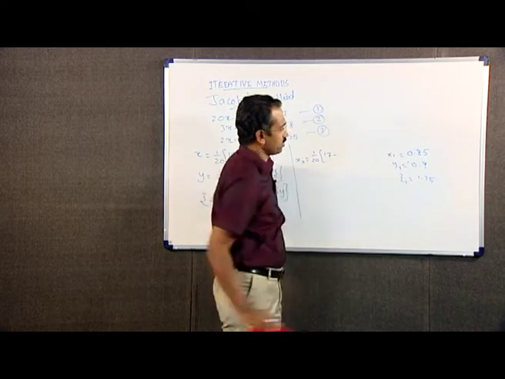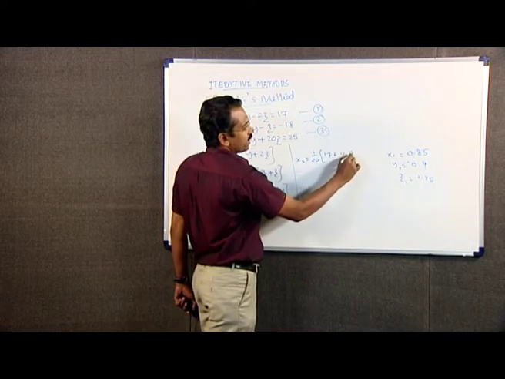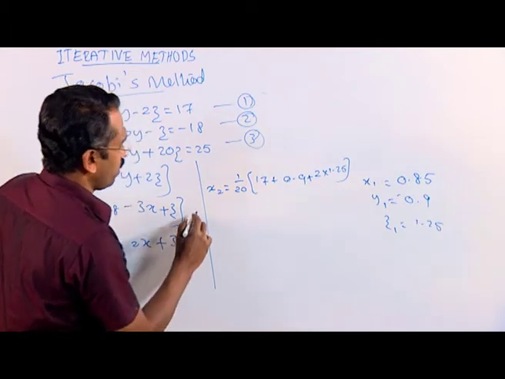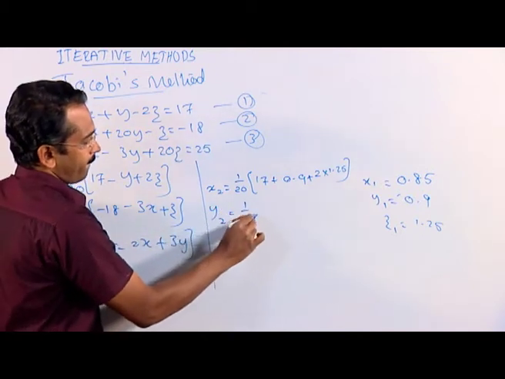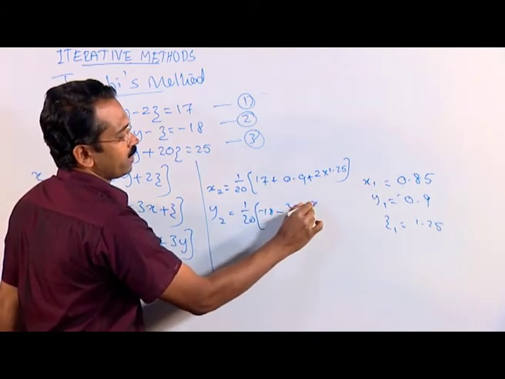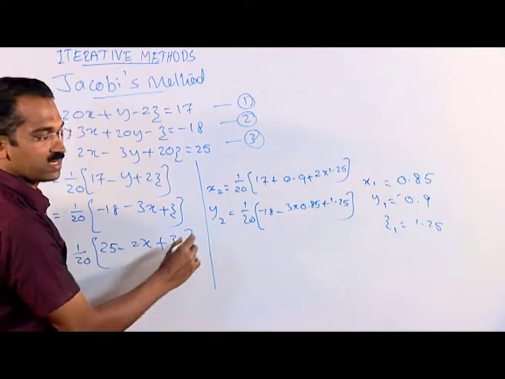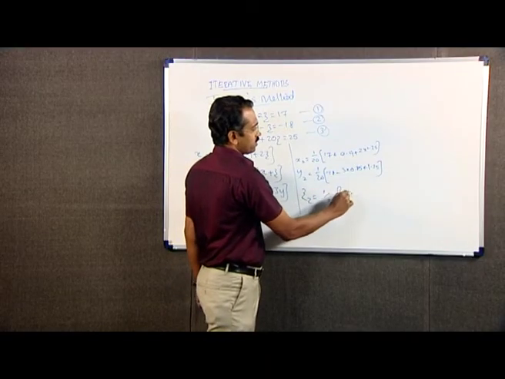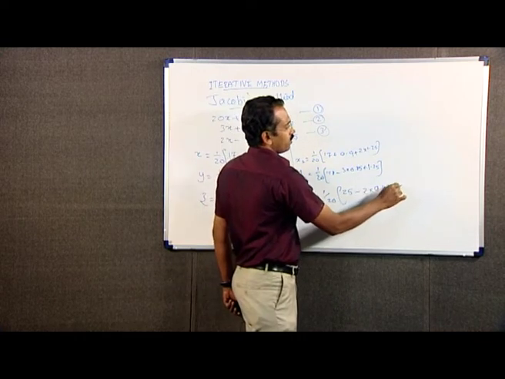We will use these values. x2 is equal to 1 by 20 into 17 minus (-0.9) plus 2 into 1.25. y2 is equal to 1 by 20 into minus 18 minus 3 into 0.85 plus 1.25. And z2 is equal to 1 by 20 into 25 minus 2 into 0.85 plus 3 into minus 0.9.